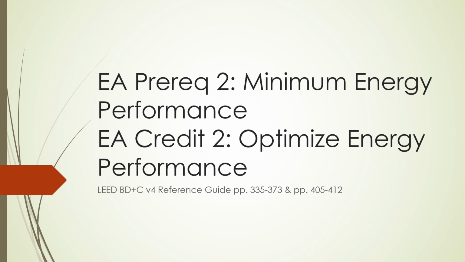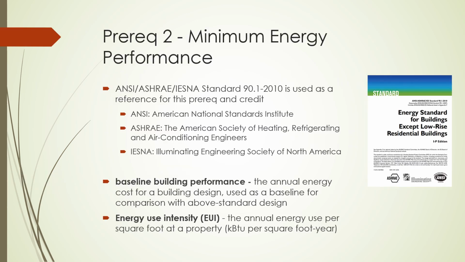Everyone, I'm going to be going over the Energy and Atmosphere Prerequisite 2, Minimum Energy Performance, and Credit 2, Optimize Energy Performance. Quickly, some abbreviations and words that you'll need to know. The ANSI ASHRAE IESNA Standard 90.1-2010 is used as a reference for both the prerequisite and credit, and here are what those abbreviations stand for.